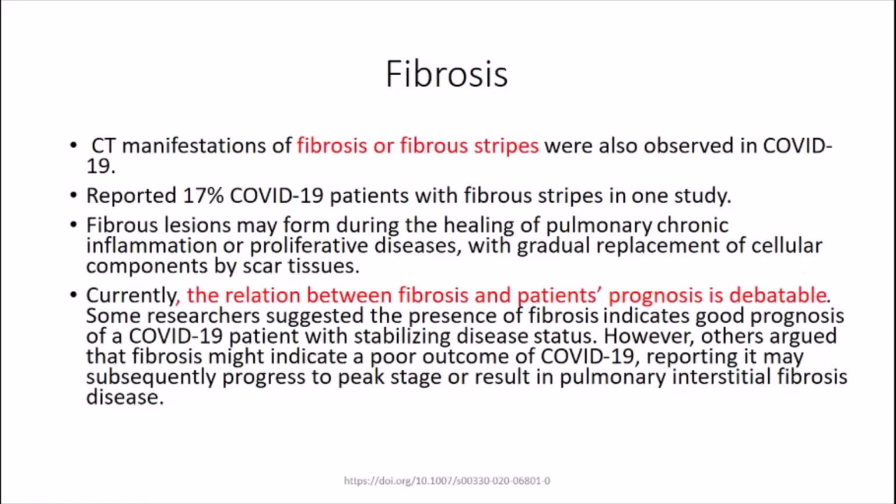Fibrosis or fibrous stripes were also observed in COVID-19 patients, and there is a debate about the presence of fibrosis. Is it indicating good prognosis and healing, or in some articles the authors indicate that fibrosis may indicate a poor outcome of COVID-19? Maybe they say that the presence of fibrosis means the disease will progress to the peak stage or result in pulmonary interstitial fibrosis disease.